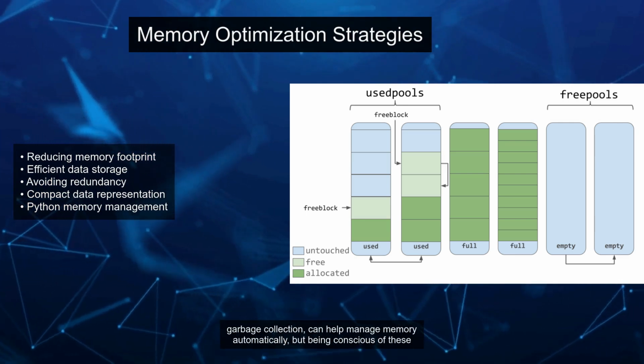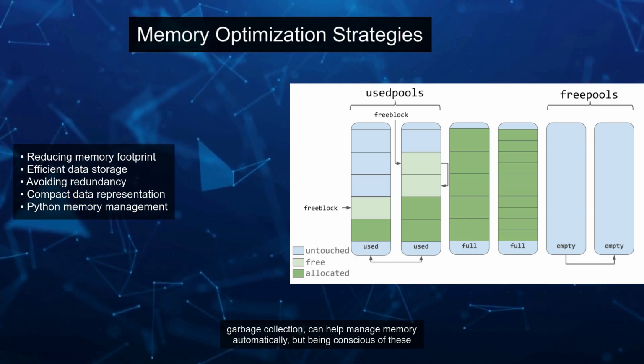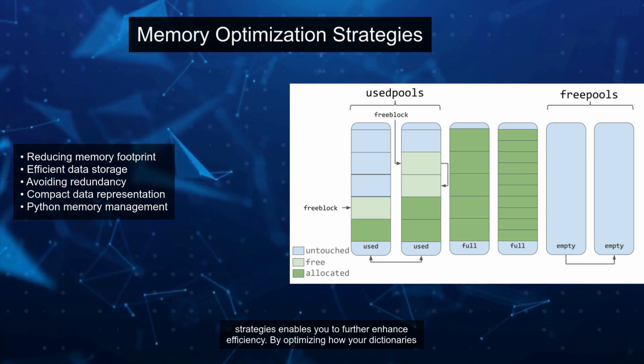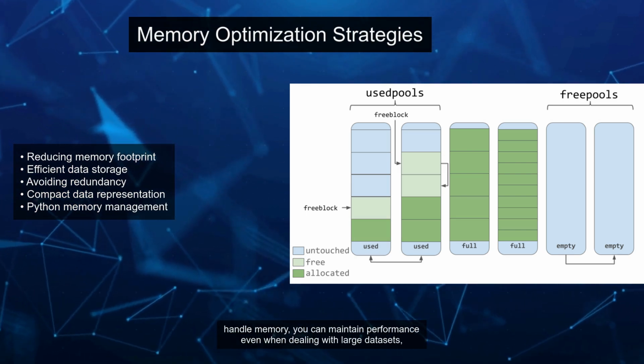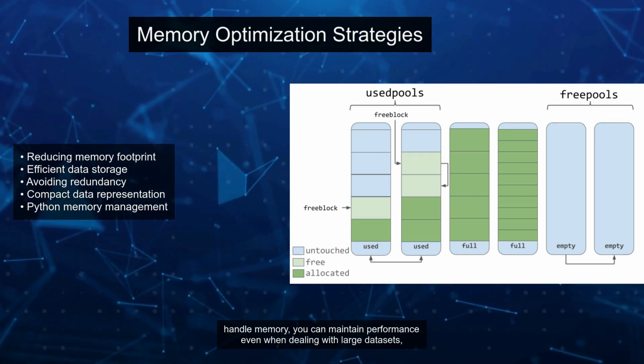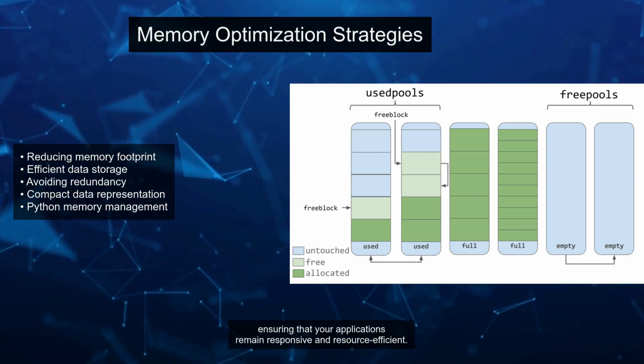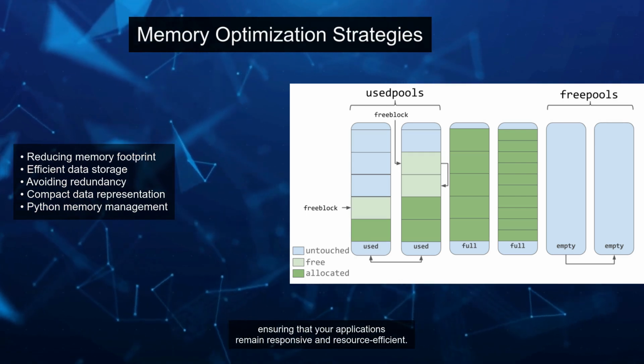Python's memory management system, which includes garbage collection, can help manage memory automatically, but being conscious of these strategies enables you to further enhance efficiency. By optimizing how your dictionaries handle memory, you can maintain performance even when dealing with large datasets, ensuring that your applications remain responsive and resource efficient.